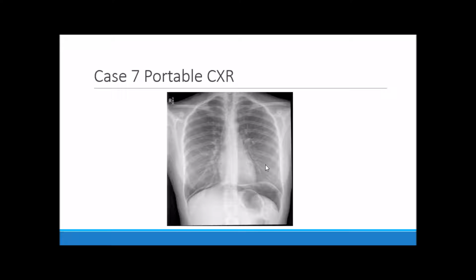That's his chest x-ray. How do we feel about that? Free air. The fancy term for free air is pneumoperitoneum. And do you see it on both sides? Yeah, so there's air under both hemidiaphragms, okay?